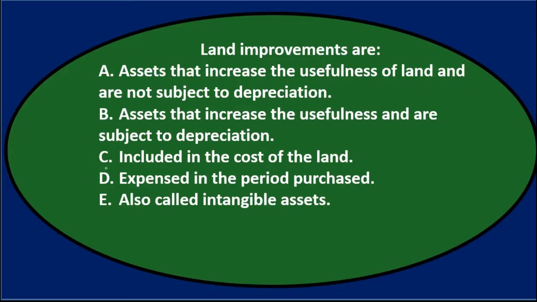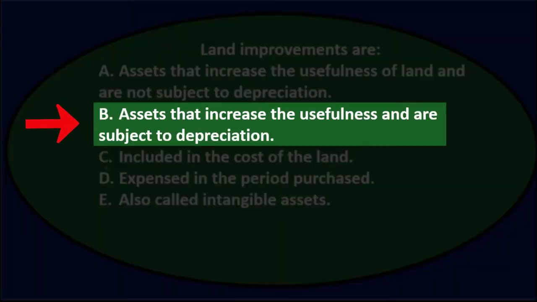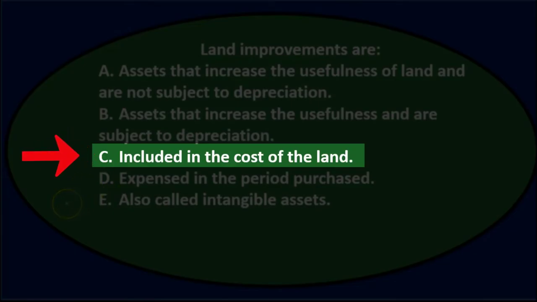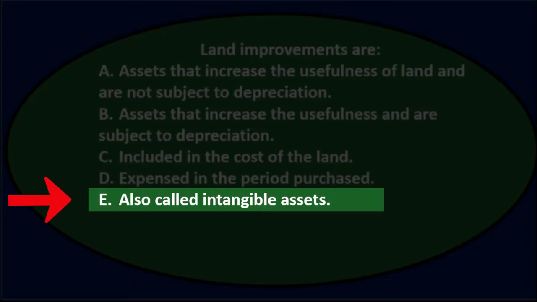Next question. Land improvements are A, assets that increase the usefulness of land and are not subject to depreciation. B, assets that increase the usefulness and are subject to depreciation. C, included in the cost of the land. D, expensed in the period purchased. And E, also called intangible assets.